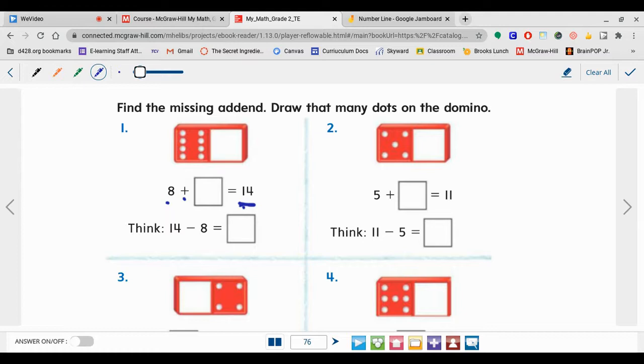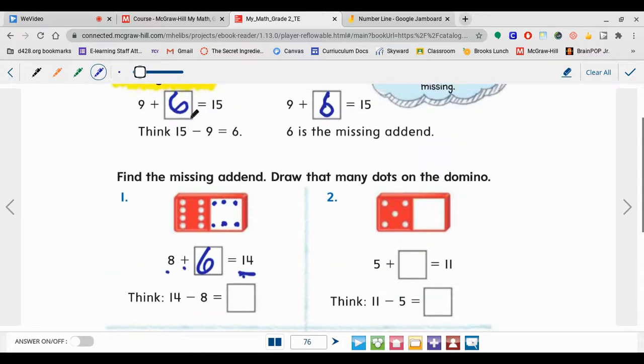So just like we did on the first page, we're going to keep drawing our dots and stop when we get to 14. So I'm going to start with my 8, and I'll keep counting. 9, 10, 11, 12, 13, 14. How many dots did I have to draw? 1, 2, 3, 4, 5, 6. So 8 plus 6 equals 14.